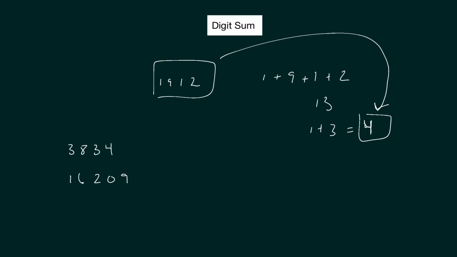We're simply adding these up. Adding these up, we get 13. We take 13, we add those up, and we get the number 4. This is the digit sum, or the digital root, of this number here.